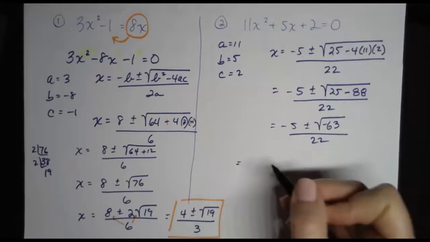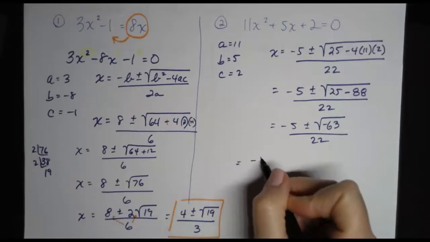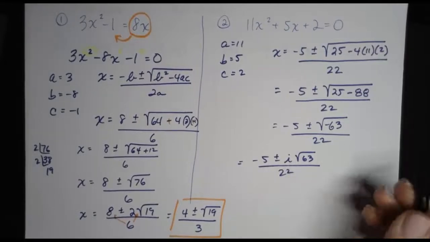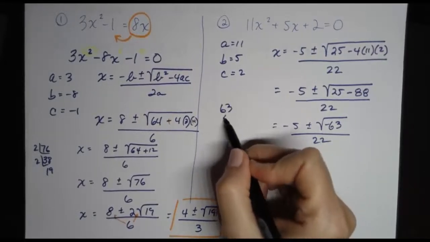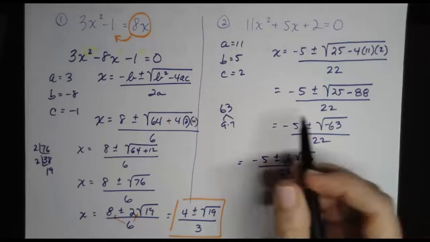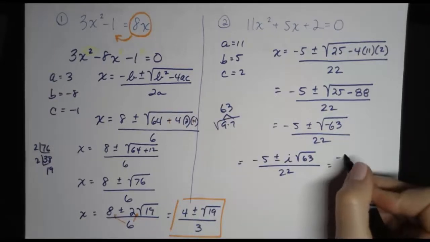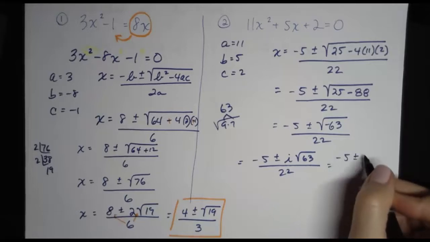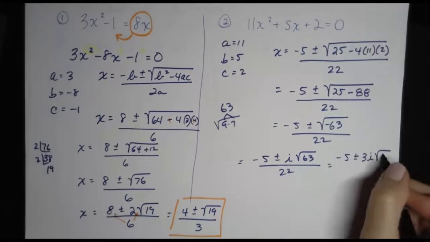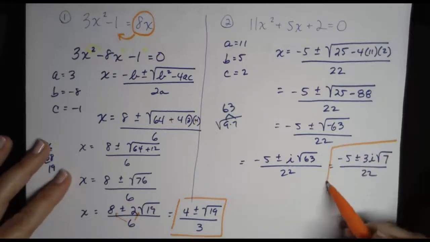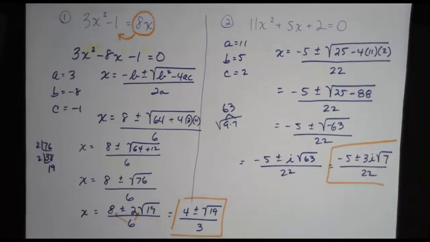So the first thing we want to do is bring out the i. We talked about that in class. So we have i square root 63. Then of course 63 is equal to 9 times 7. So that is why if we have the square root of 9 times 7, a 3 is going to come out. So we end up with negative 5 plus or minus 3i root 7 over 22. And 5, 3, and 22 do not have a greatest common factor. Therefore, that is our simplified answer.